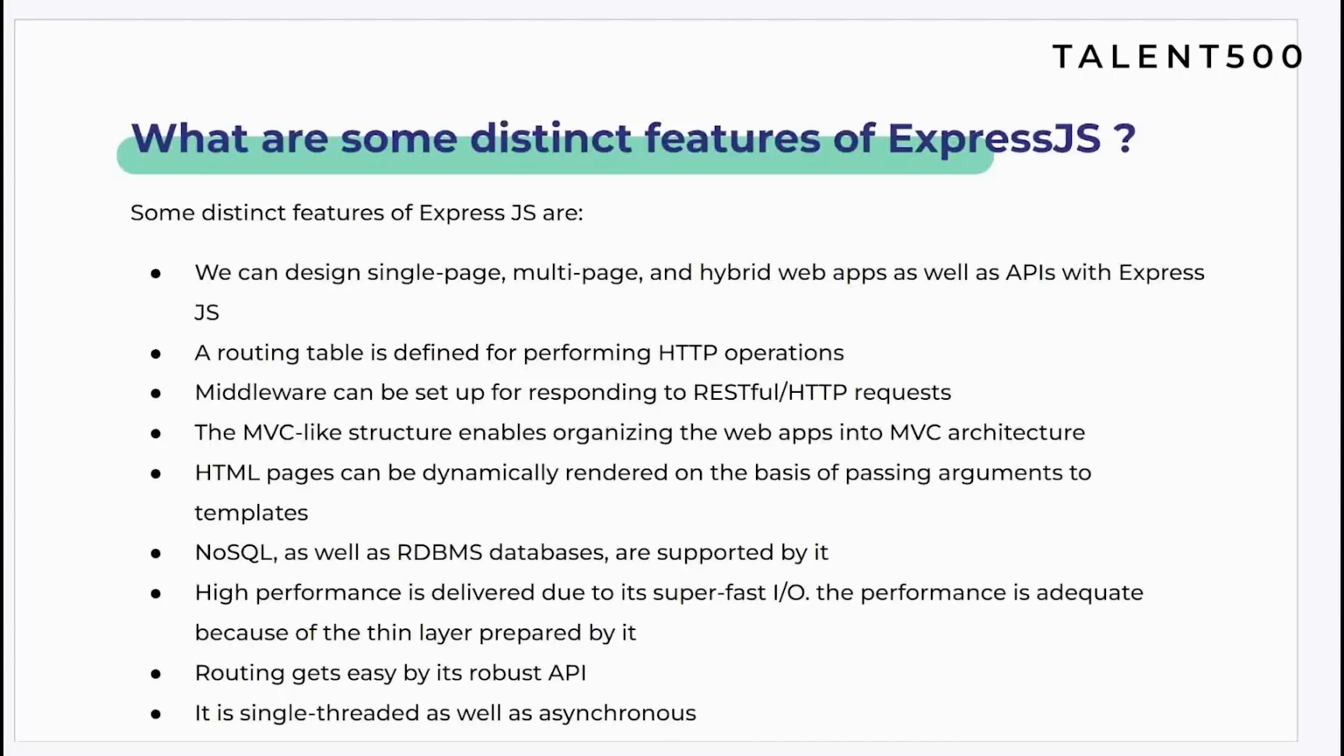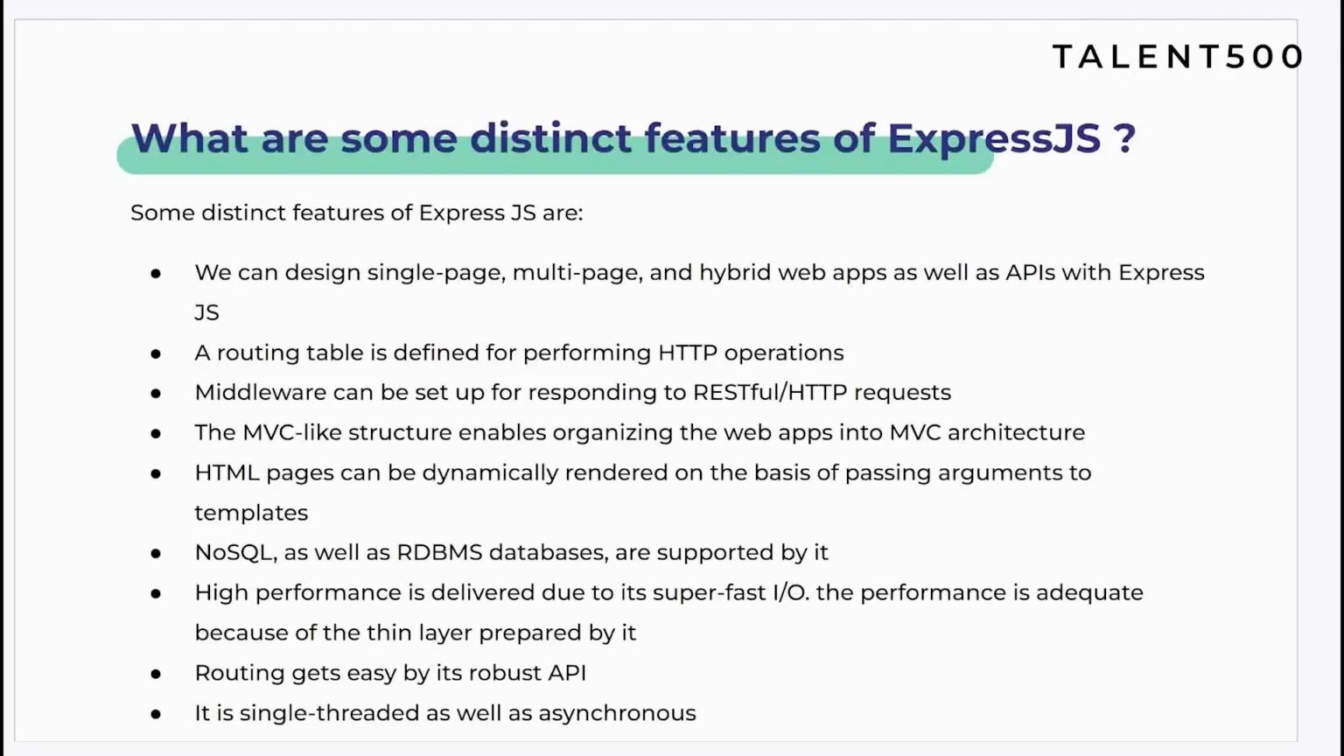Middleware can be set up for responding to RESTful and HTTP requests. Now what is middleware? First of all, middleware is nothing but software that acts as a bridge between an operating system or a database and applications, especially on a network. Then comes the MVC architecture, the model view controller architecture structure, which enables it to organize web apps into MVC architecture, where model holds the database or the schemas, view holds the processing logic, and controller helps you to render things and how things will happen.